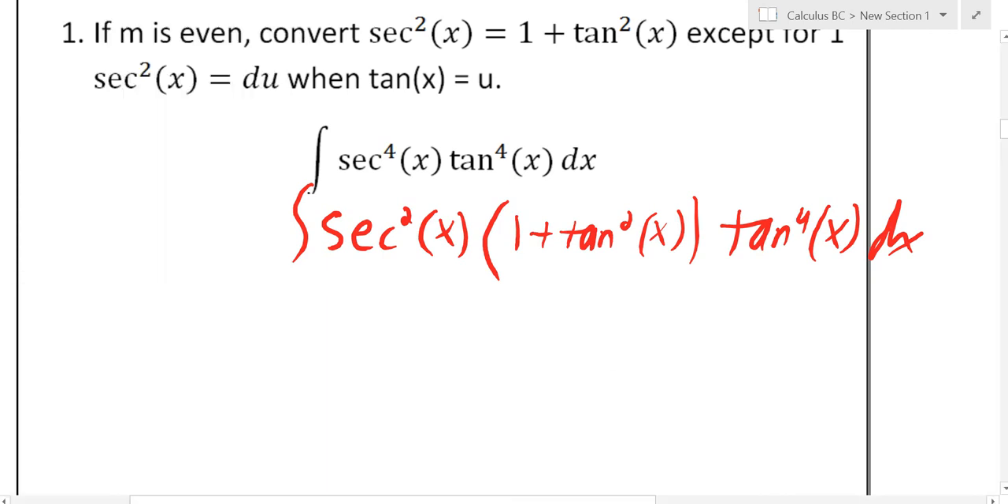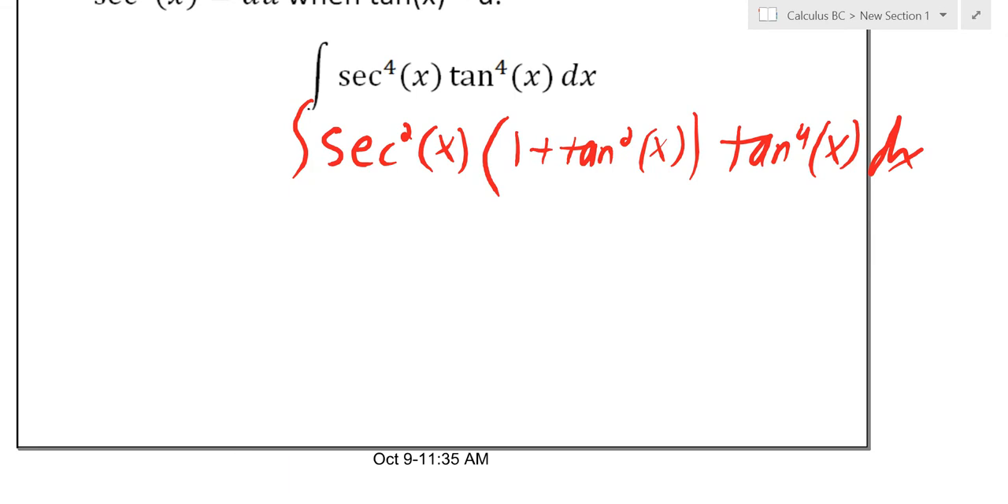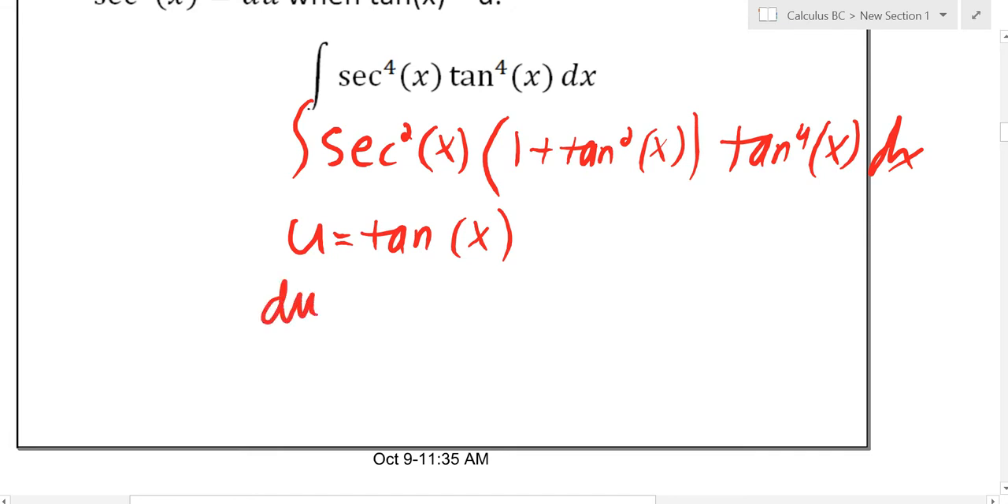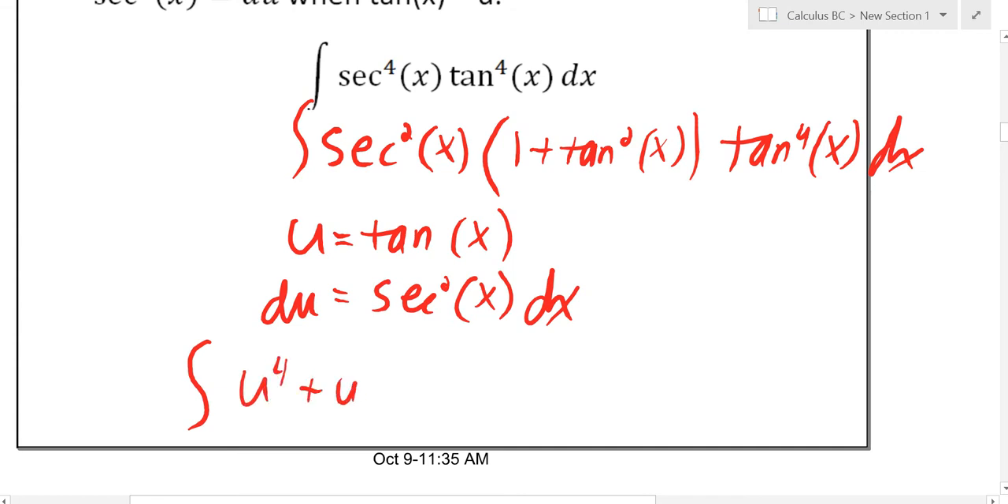So we switch the secant squared, very good, over to 1 plus tangent squared. And now what's u going to be here? u has to be tangent, which means du has to be secant squared x dx, which means that integral is going to become, look, we can do this all in one step, u to the 4th plus u to the 6th du.